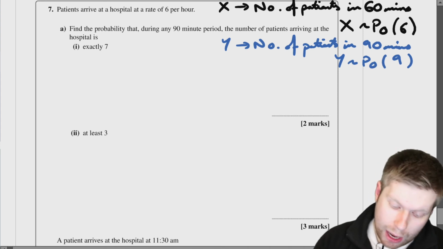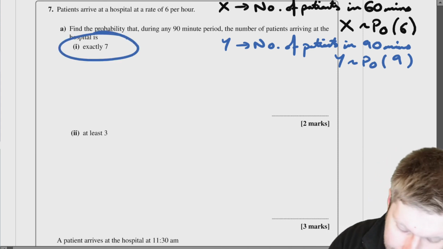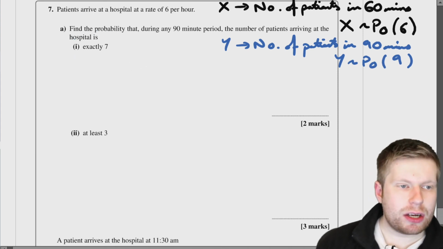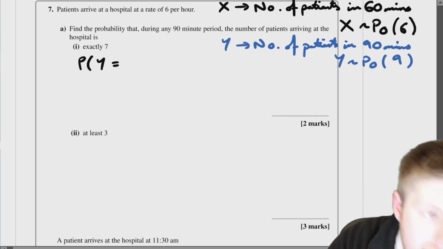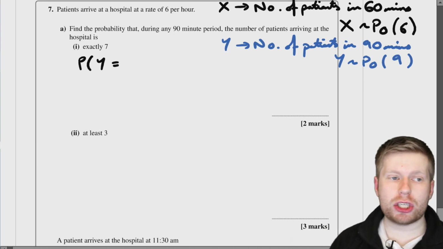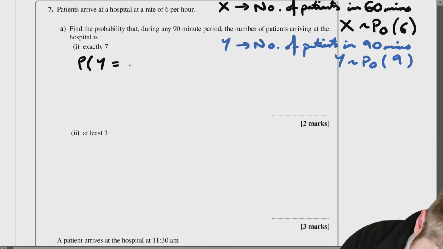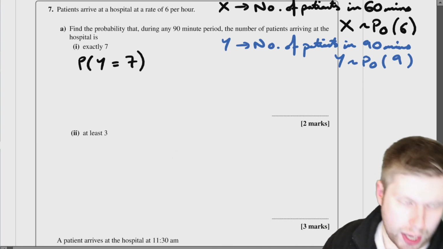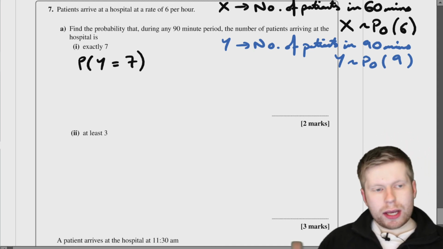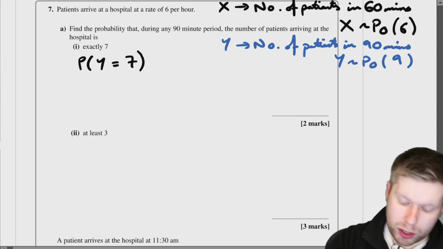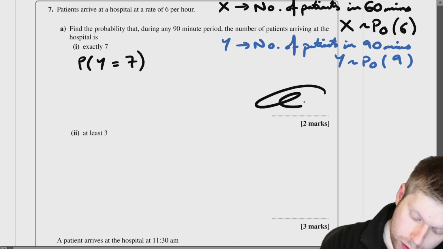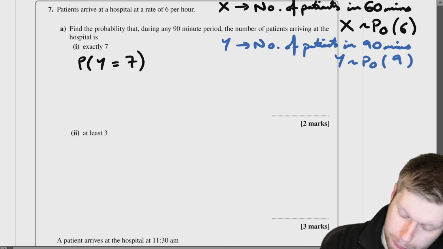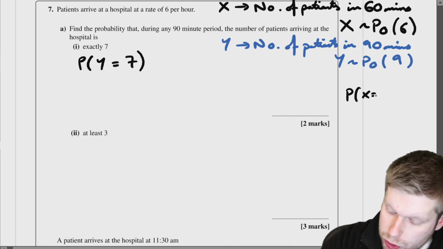Okay. Now, I need to find the probability that I get exactly 7 patients in a 90-minute period. So what is the probability that Y now, not X, Y, because I'm talking about the number of patients in a 90-minute period, is equal to 7, okay? So let's think about this. Well, okay, what is the probability mass function for a Poisson distribution? What is the probability that X is equal to some particular value?